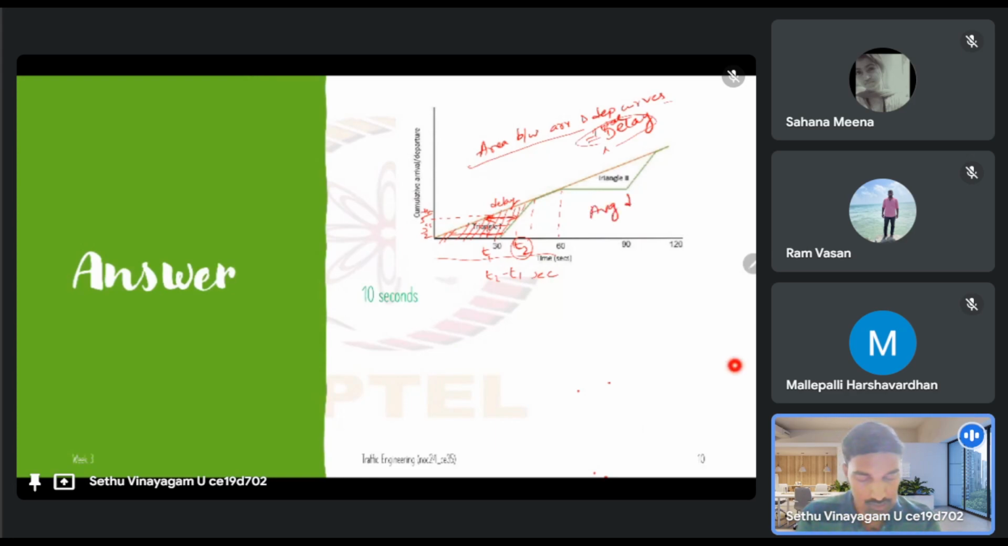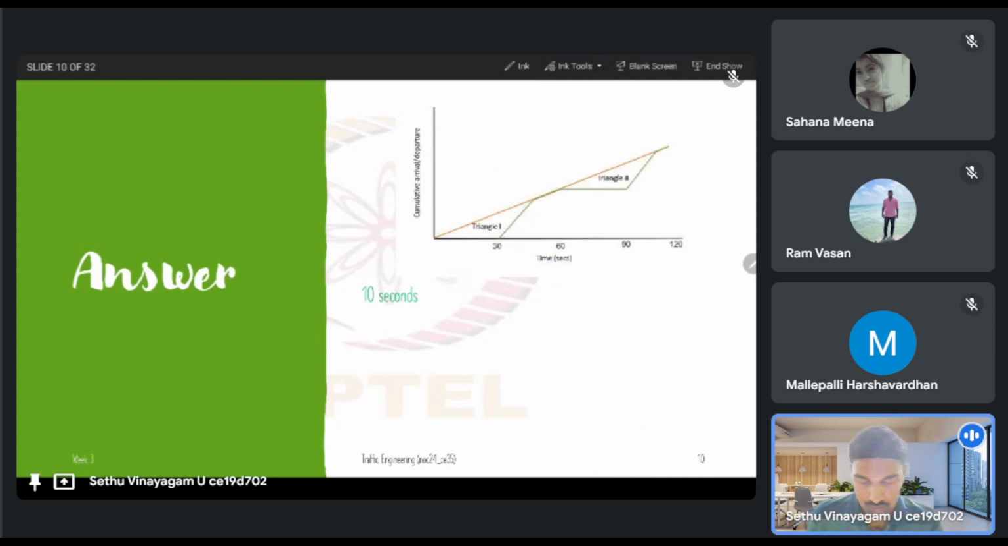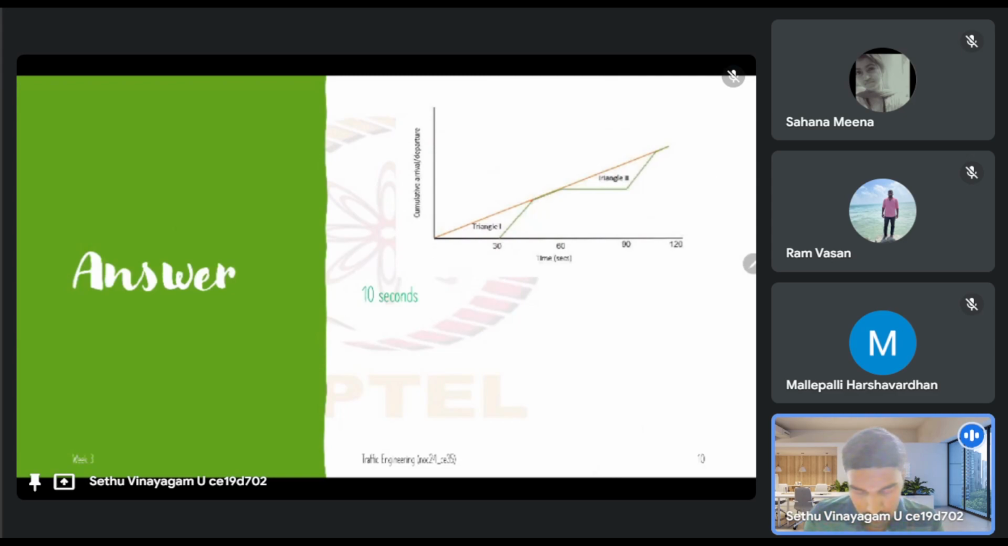So average delay in one cycle is equal to total delay TD divided by the total number of vehicles arriving in the cycle. So these are the two things. For average delay, we need to calculate the total delay and the total number of vehicles arriving in the cycle. If we can calculate those two, we can calculate the average delay. So how do we calculate that? We need to find out what this point is, right?